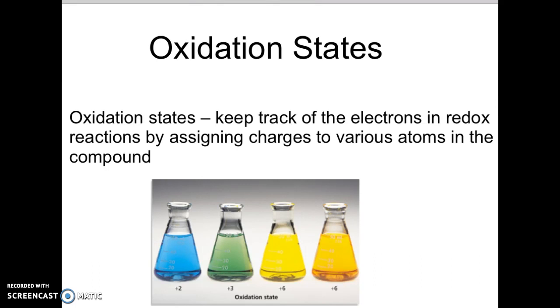Oxidation states keep track of the electrons in a redox reaction by assigning charges to various atoms in the compound. Here I have a picture of chromium, a capital C. Chromium has different charges. Chrome can typically be in a +2 state, a +3 state, or even what we call the hexachrome state, which is a +6 state.